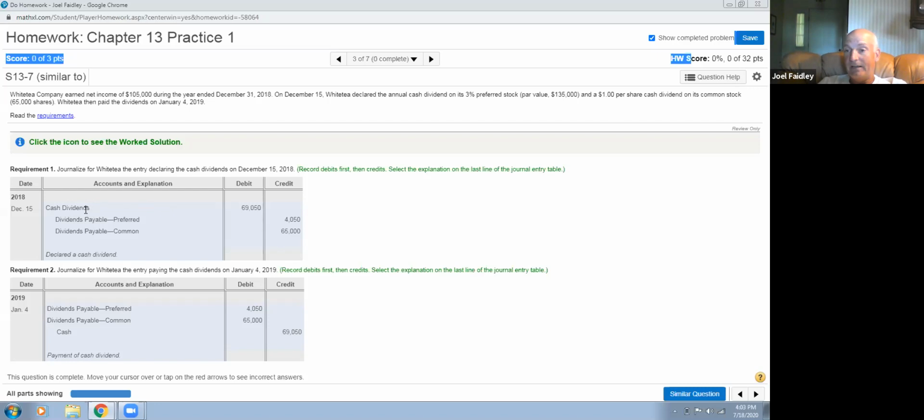All right, I like retained earnings, but this is what we're given to use, and this is what you should use. All right, and then that was on December 15th. They declared it, board of directors, that's when the liability is set up. That's why it's a payable, a liability, you're obligated at that point. Then they actually pay it out on January 4th, so this dividends payable are zeroed out and it comes out of cash. Very simple.